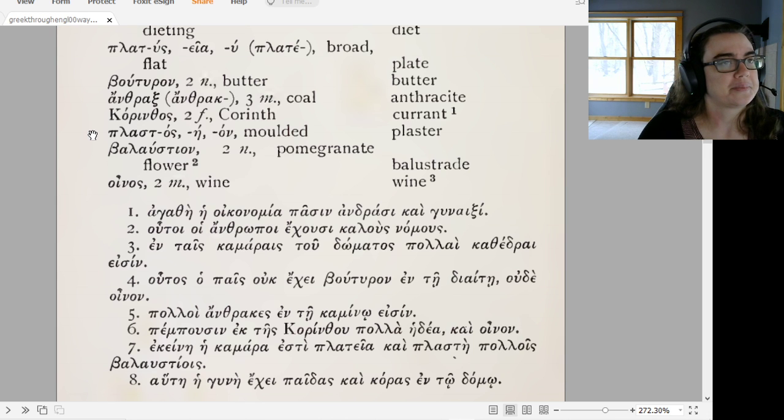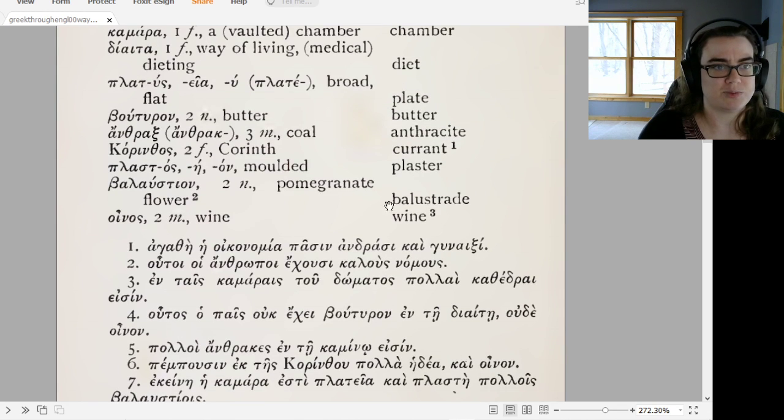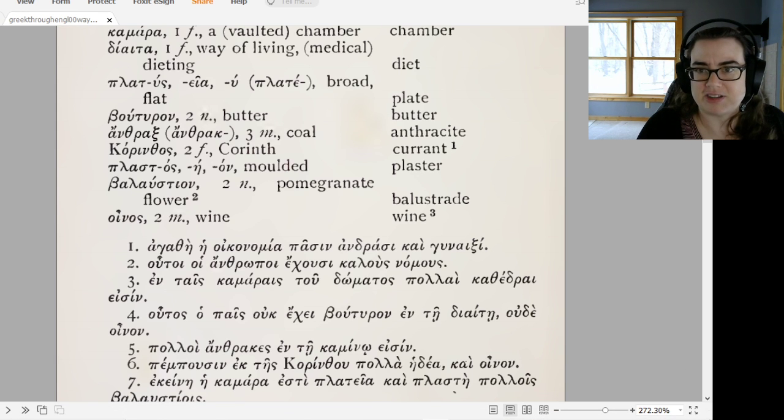All right. Plastos, plaster, molded. Yep, plastic. Balaustion. The pomegranate flower? I didn't even know the pomegranate had a flower, to be quite honest. I've only seen the fruit used as an ornament for tops of railing pillars. That makes sense where we get the word balustrade from. Okay. Is a pomegranate flower more impressive than I think it is?